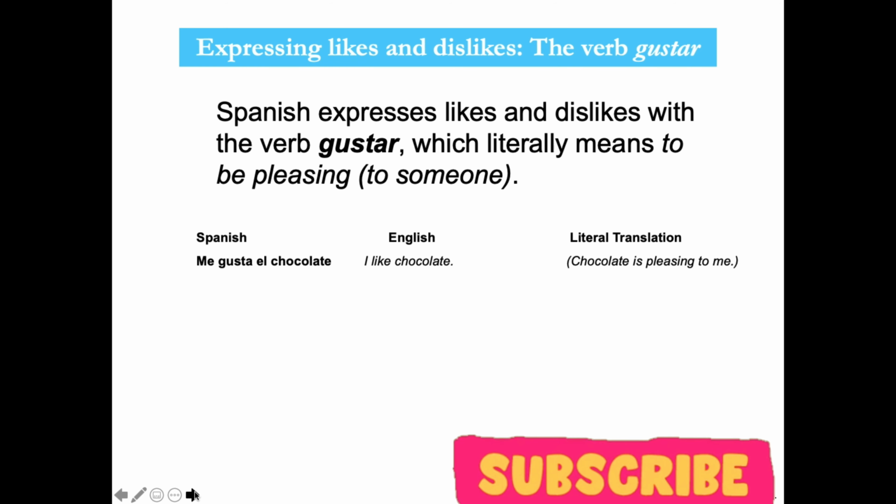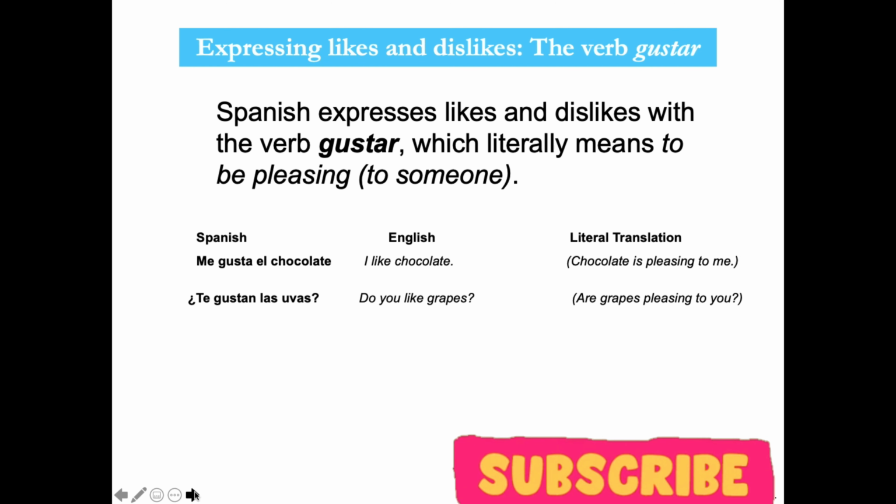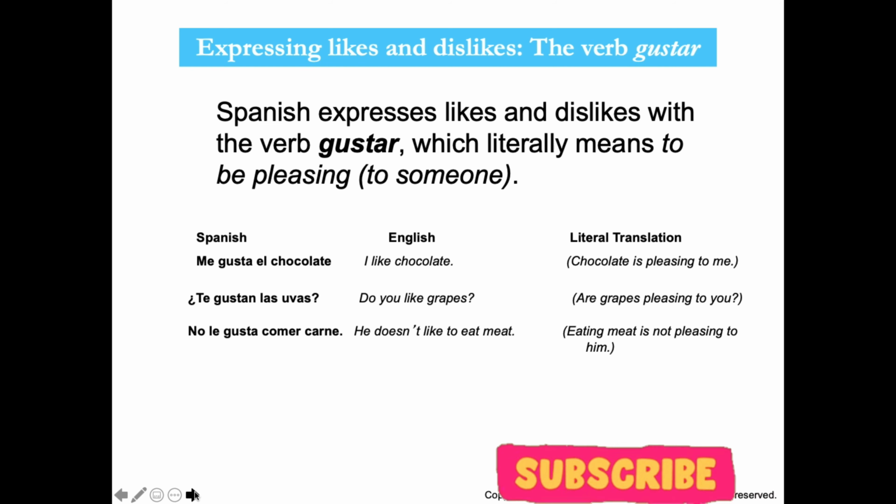Me gusta el chocolate. I like chocolate. Chocolate is pleasing to me is the literal translation. ¿Te gustan las uvas? Do you like grapes? Are grapes pleasing to you? No le gusta comer carne. He doesn't like to eat meat. Eating meat is not pleasing to him.